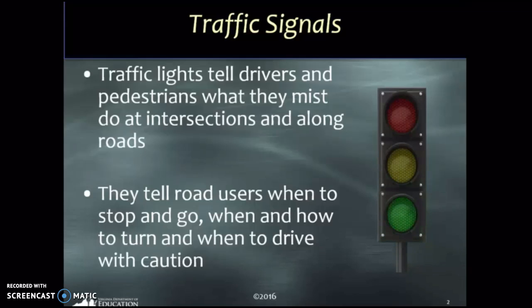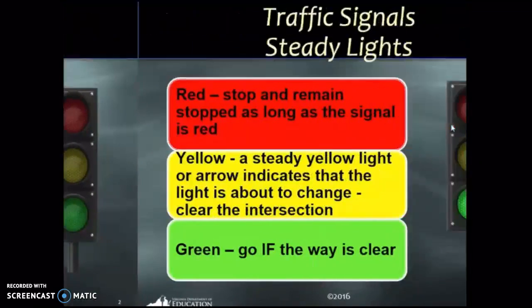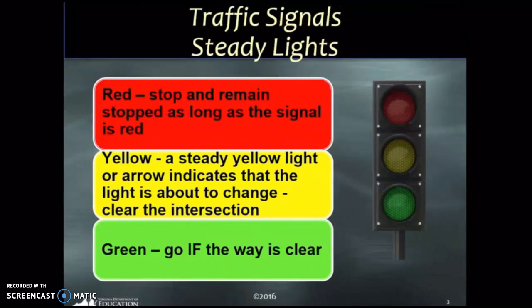This is the standard traffic light tree with the red light on top, the yellow in the middle, and then the green light at the bottom. When you're looking at traffic lights, we all know that red means to stop, and you are to remain stopped as long as the signal is red. Yellow indicates that the light's about to change. You should either make your way through the intersection, or if you can't make it through the intersection before it turns red, you need to stop at the intersection.